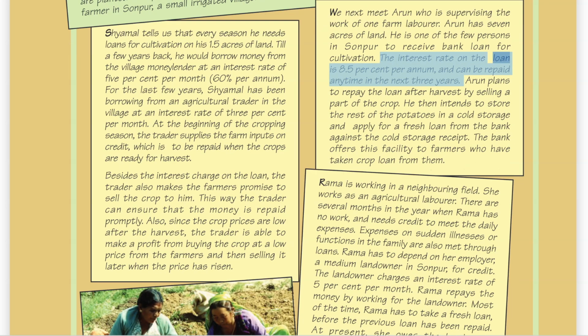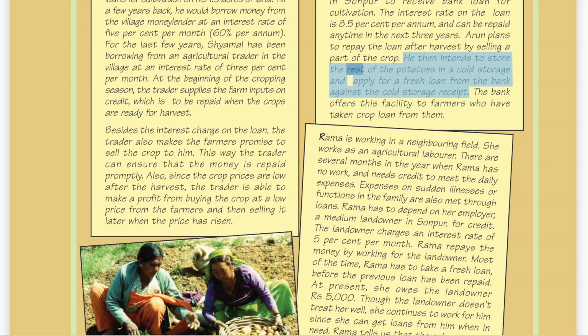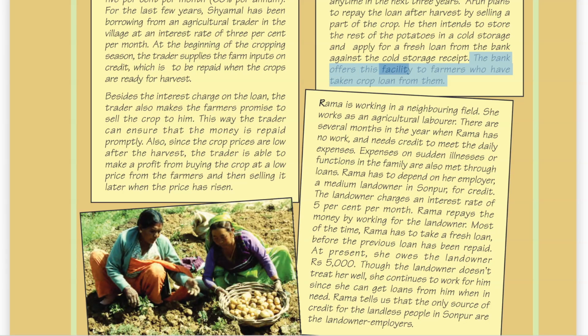The interest rate on the loan is 8.5% per annum and can be repaid anytime in the next 3 years. Arun plans to repay the loan after harvest by selling a part of the crop. He then intends to store the rest of the potatoes in a cold storage and apply for a fresh loan from the bank against the cold storage receipt. The bank offers this facility to farmers who have taken crop loans from them.